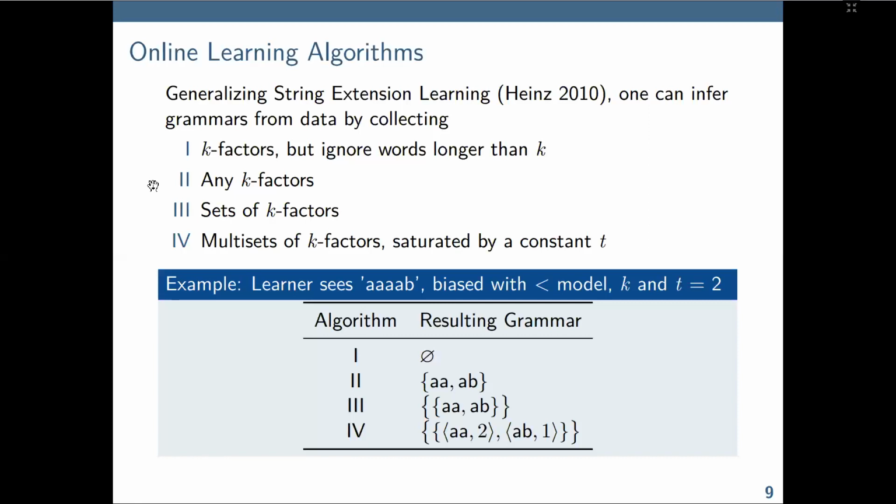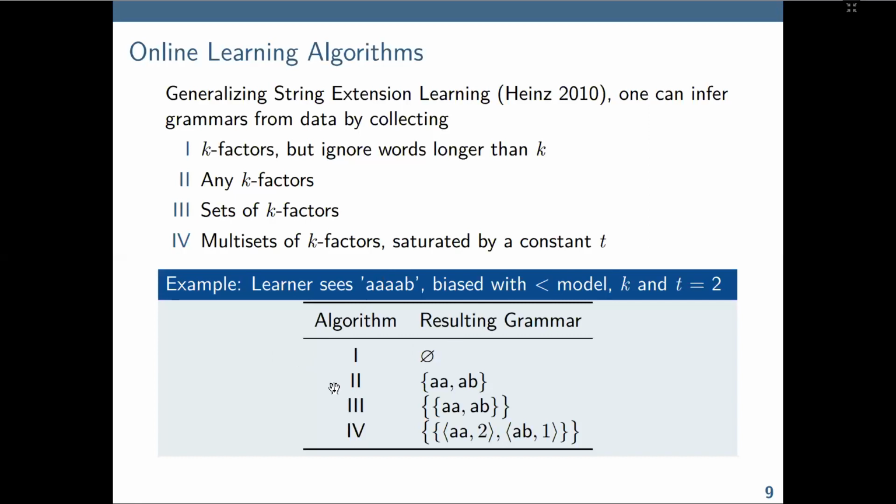Okay, so the width of the grammar is of size 2. So what do the different algorithms do? Well, algorithm 1, because this word is greater than k, doesn't do anything. It just returns the empty grammar. It just doesn't consider it.